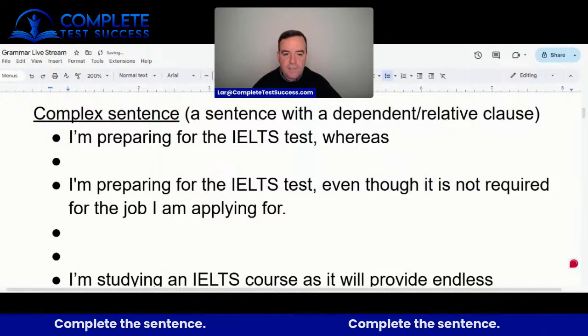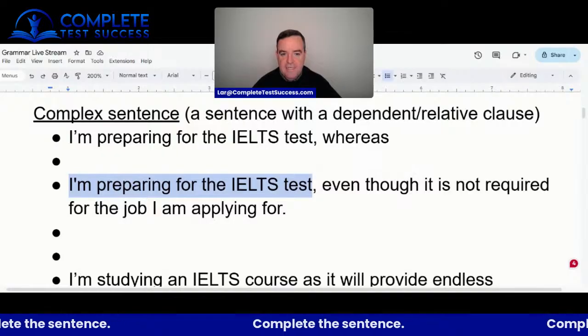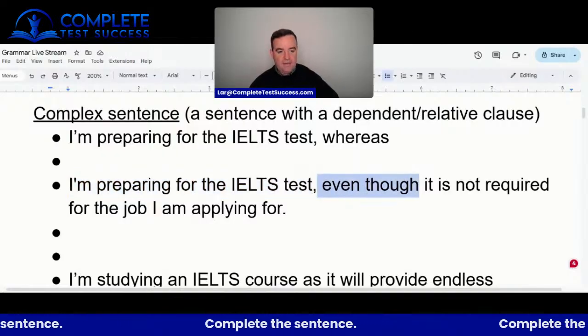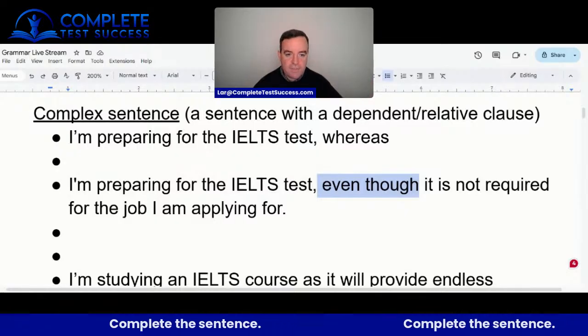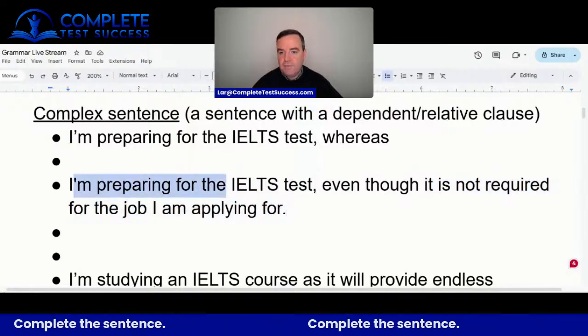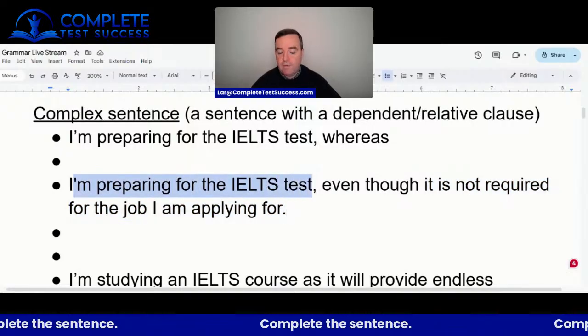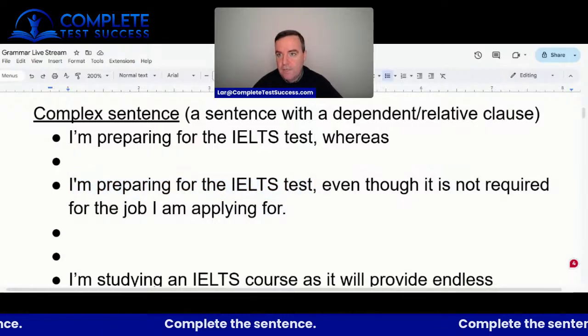The contrast here being, I would expect you're doing the test because you need it. And even though highlights a fact that it's the opposite of what I'm expecting. So I'm preparing for the IELTS test, even though it's not required for the job I'm applying for. Now people are wondering, why are you preparing for the IELTS test if you don't need it? So that's even though, not whereas.